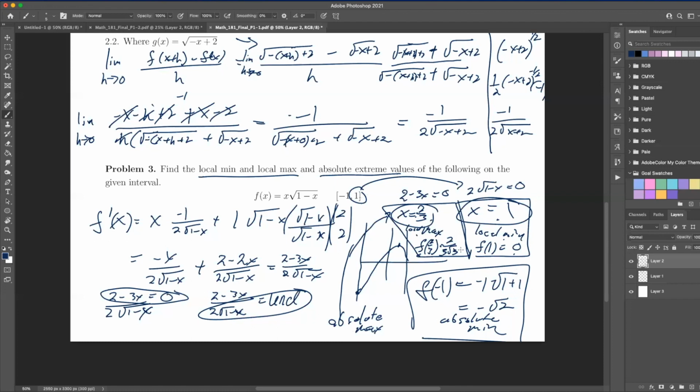And how do you do that? Whatever the value is here is the greatest, right? If this is the highest value, that's the absolute max. And if this is the lowest value, that's the absolute min. And notice it could be an endpoint or it could be a local min or max. So that's why I chose this problem, that way you can see all of it at once.